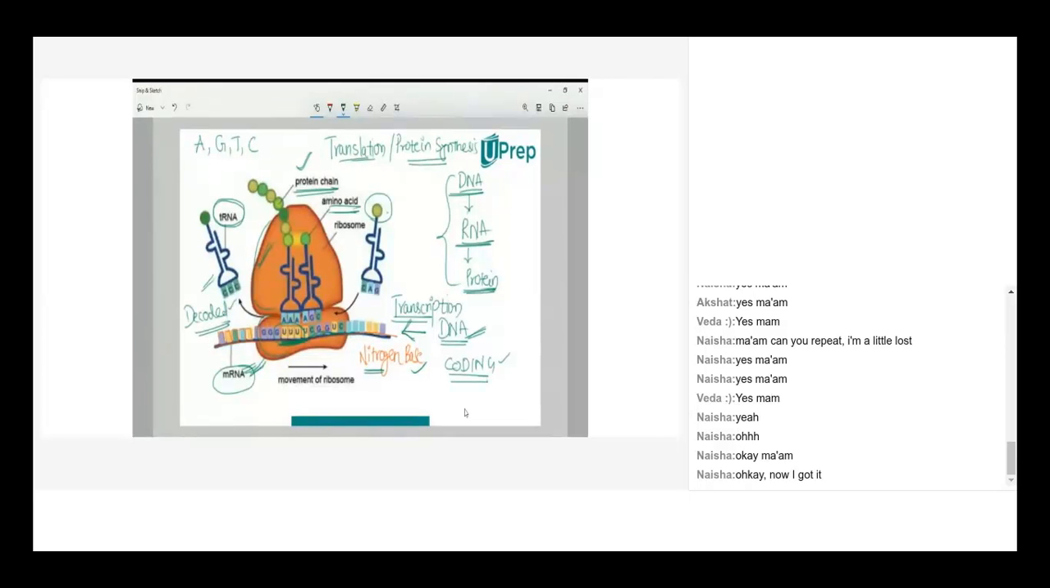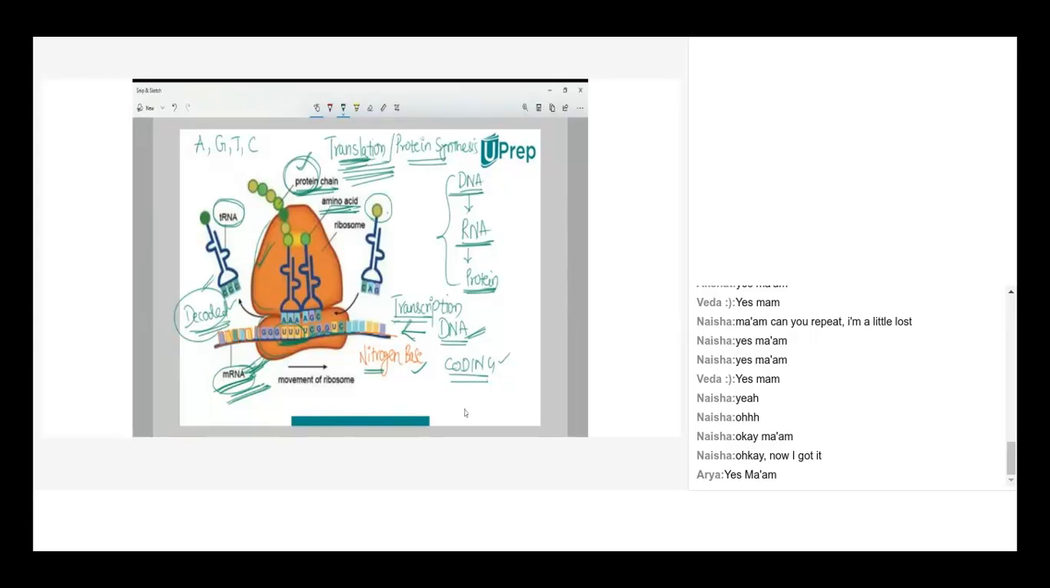Translation. Translation is nothing but translating. Translating of what? The codes which are there in mRNA. The nitrogen base codes will be decoded into amino acids. All those amino acids will form protein. Nothing but translation. Translating the code on mRNA into decoded form. The decoded form is nothing but protein. This process we call translation.